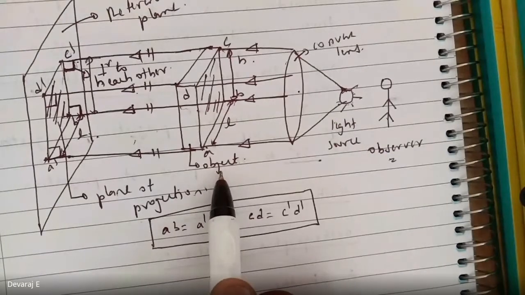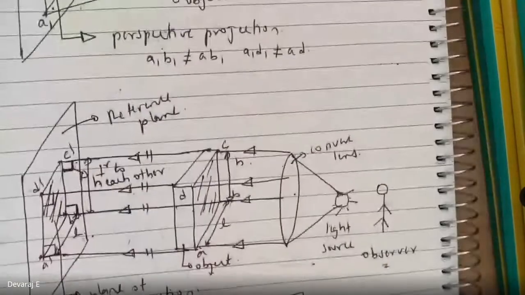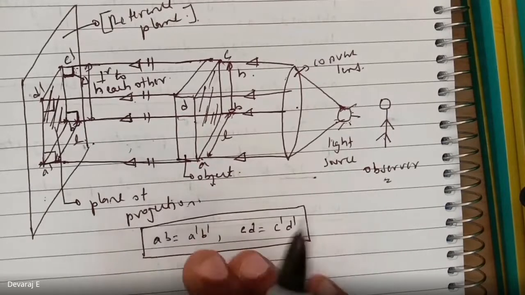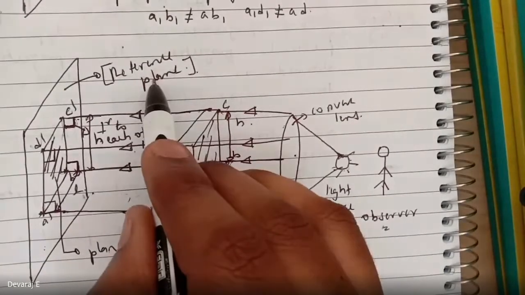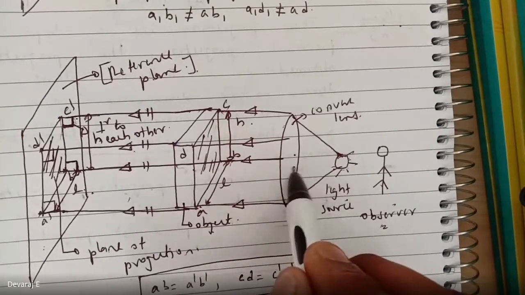Then object. Then screen, or it is called the reference plane. Always don't mention screen. You should mention reference plane. Screen is okay as a technical term, but in CAD codes we call it the reference plane, not screen. Always mention reference plane. Be careful here: observer, light source, convex lens, object, then reference plane.